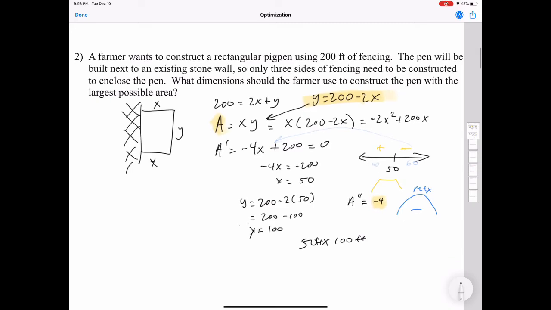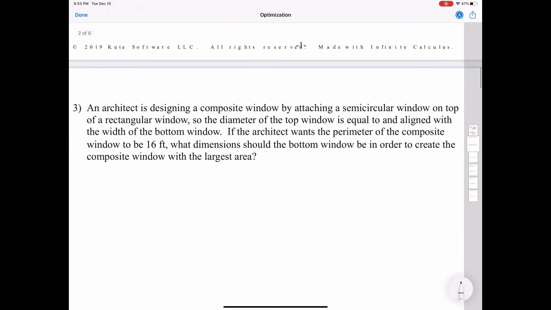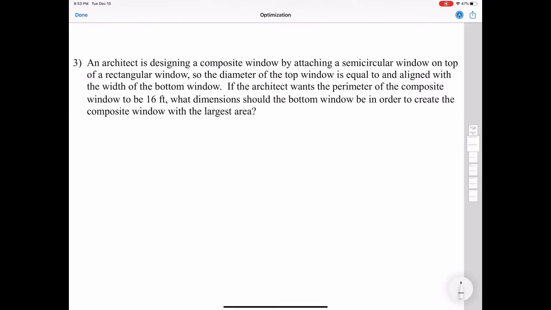Okay, let's look at another problem. Okay, so this is a different type of problem completely. An architect is designing a composite window by attaching a semicircular window on top of a rectangular window. So the diameter of the top window is equal to and aligned with the width of the bottom window. If the architect wants the perimeter of the composite window to be 16 feet, what dimensions should the bottom window be in order to create a composite window with the largest area?